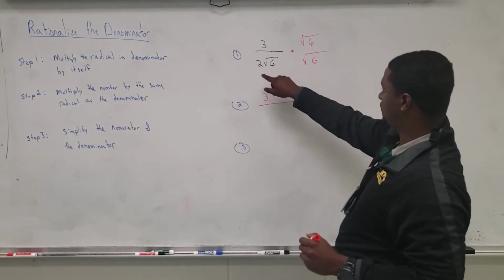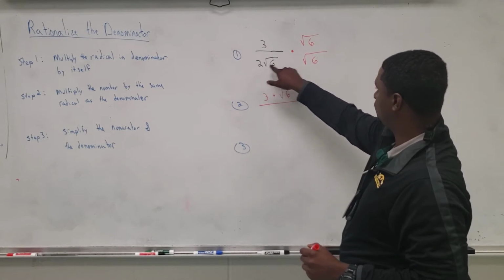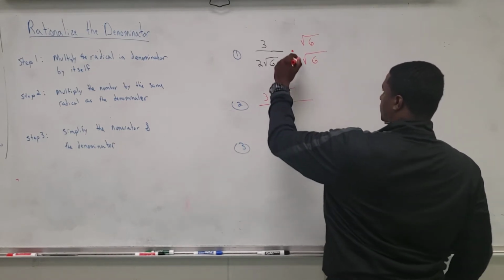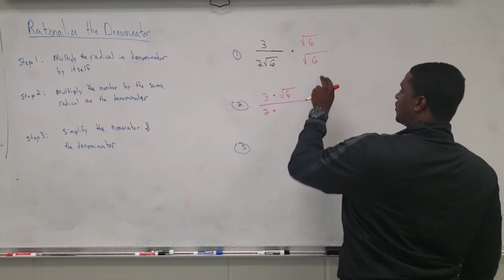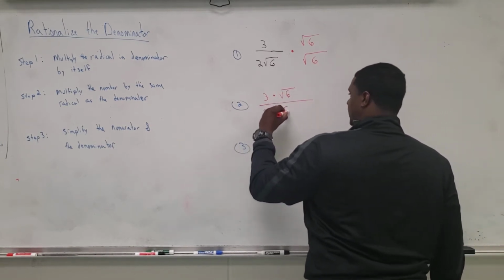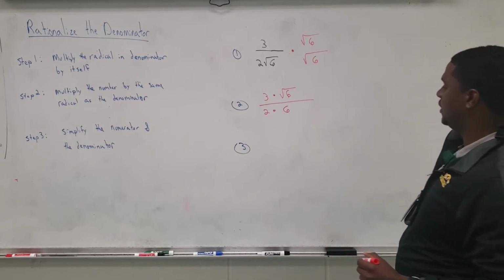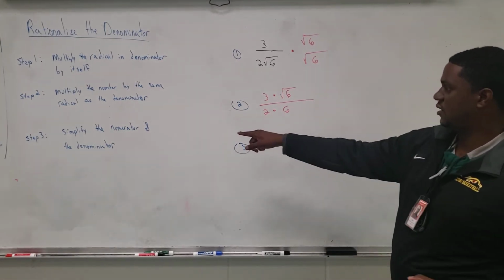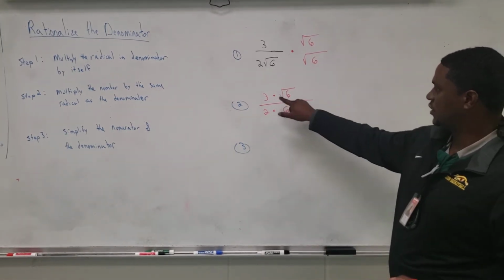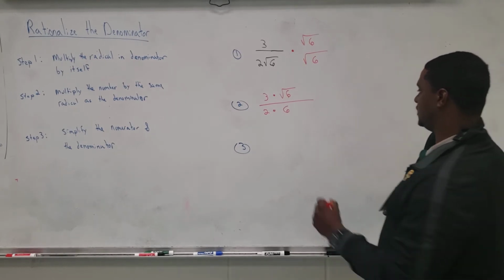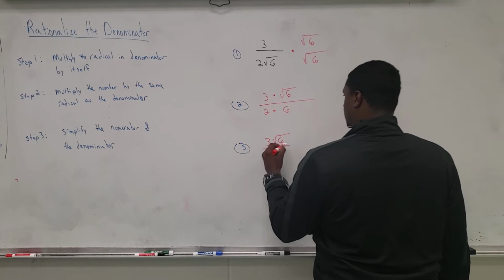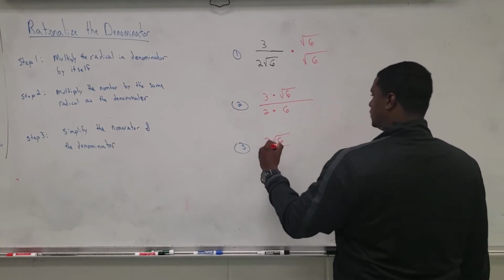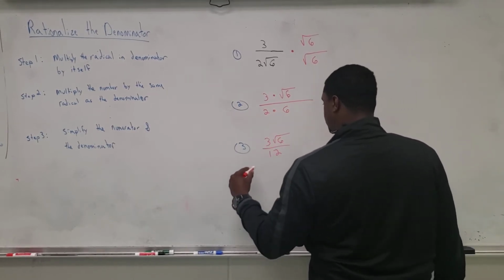This becomes 2 times 1 is 2. So this is 1. Square root of 6 times square root of 6 is 6. Right? Now we've got to simplify the numerator and the denominator. 3 times square root of 6 is just 3 square root of 6. The denominator is 2 times 6, which is 12.